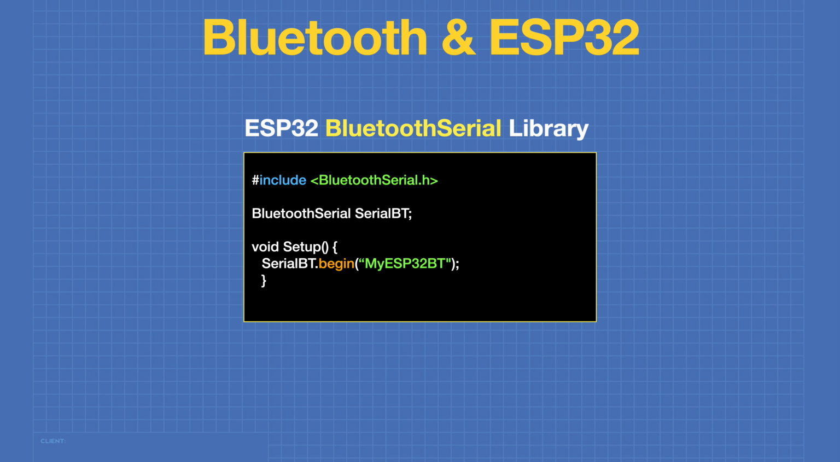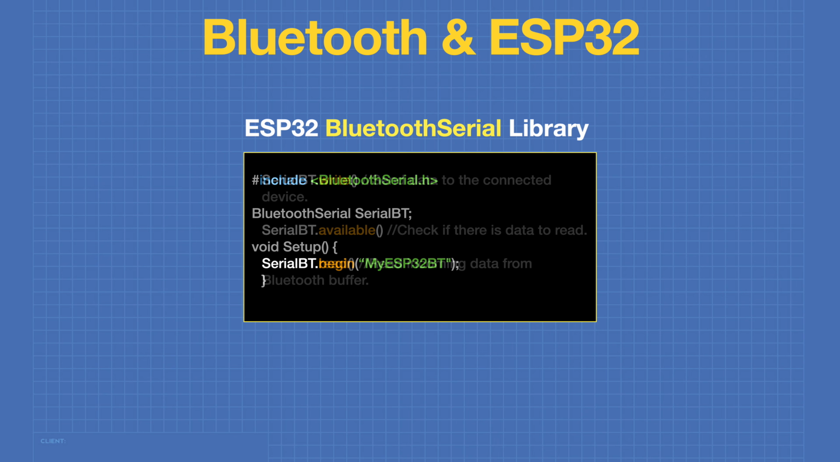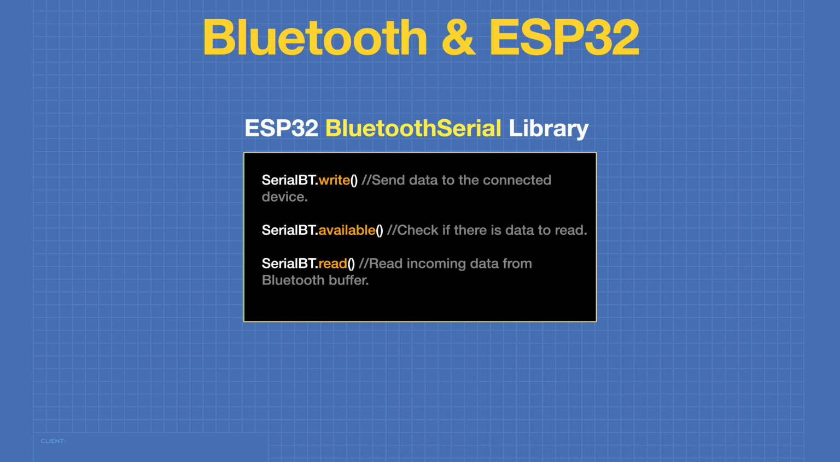Once we've done that, using the ESP32 Bluetooth serial library is very much like using the standard serial library. You'll note that you can do a write to send data to the connected device, available to check to see if data is available to read, and a read to read the incoming data from the incoming Bluetooth buffer. So now let's go over to the workbench and start working with the ESP32 Bluetooth serial library.